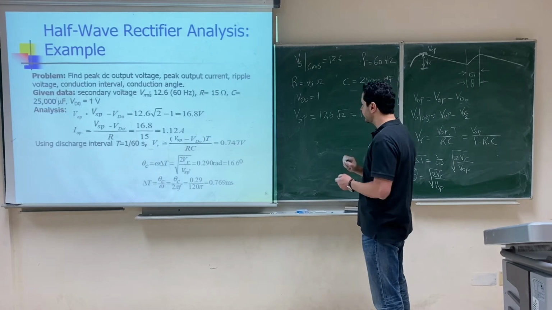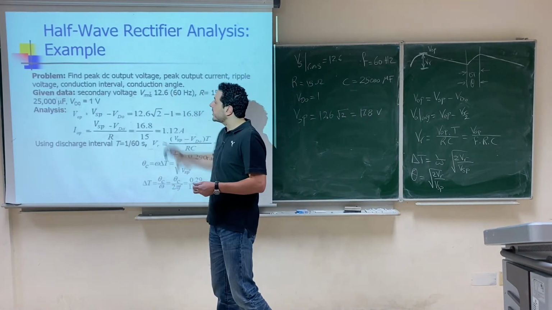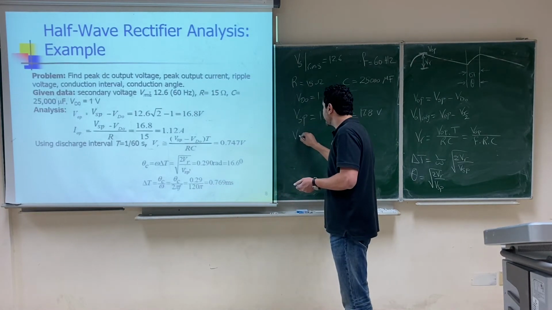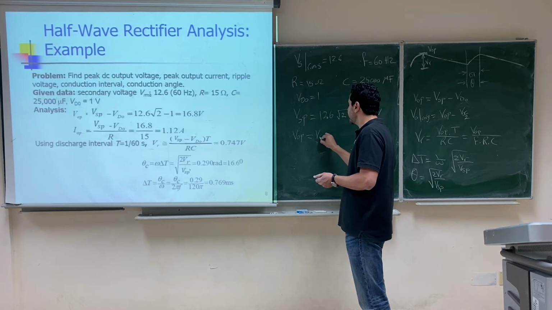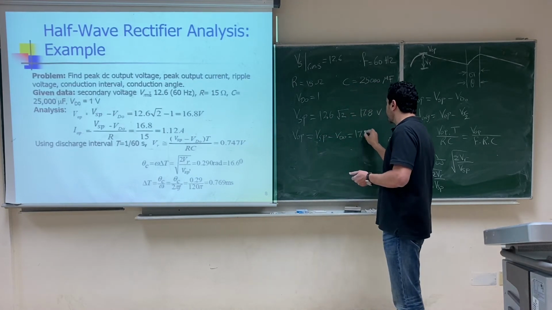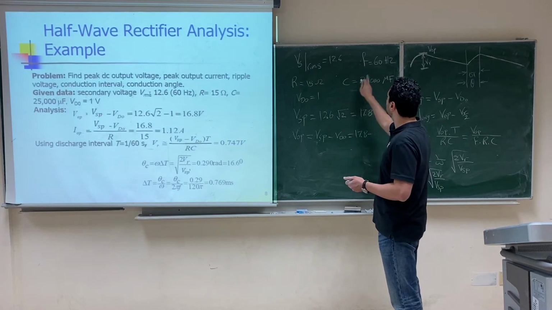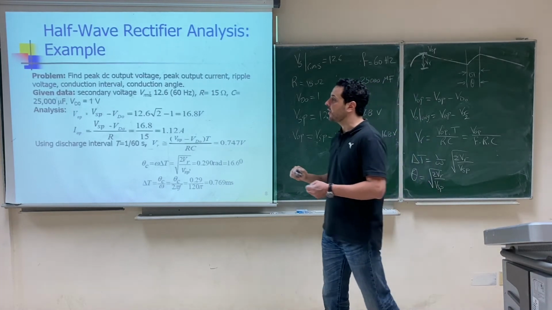volt. This is VSP. The peak output voltage, what is the relation between the peak output voltage and the VS peak? V output peak equals VS peak minus VDO. So it's 17.8 minus the voltage across the diode, which is given to be 1. So it will be 16.8 volt. So we calculated the peak output voltage.